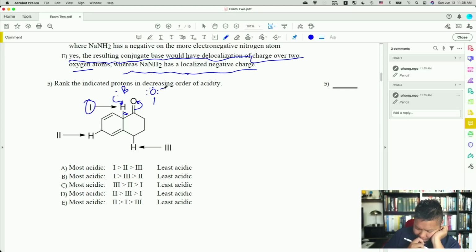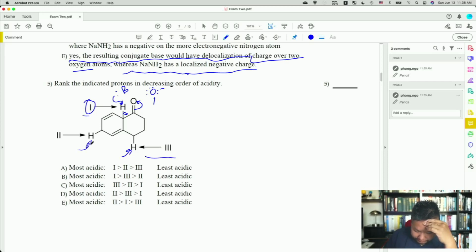Okay? Whereas over here, you have an alkane proton, right, with no resonance and no induction, no nothing right here. It's just an alkane proton. And then the pKa of this alkane proton is like, geez, 40 or 50, right? So you already know that this will be the least acidic right here. So that 3 will be last, 1 will be first, right?